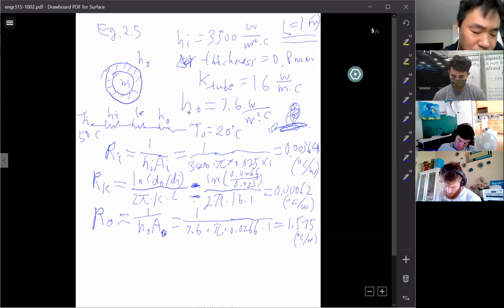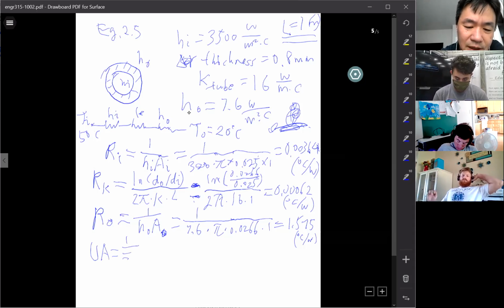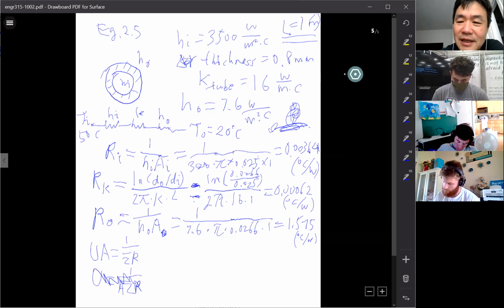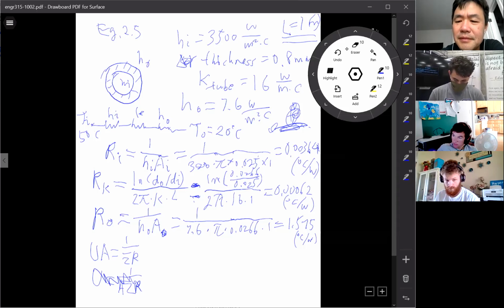Because your U equals to what? Your U, basically UA equals to 1 over the summation of R, right? That's what we wrote before, right? So in other words, U basically equals 1 over A times the summation of R. Okay, but don't worry about this. I just don't want to confuse you. Just use this. Let me erase it. UA. So when you're calculating UA, you need an area. Let me erase this whole thing.